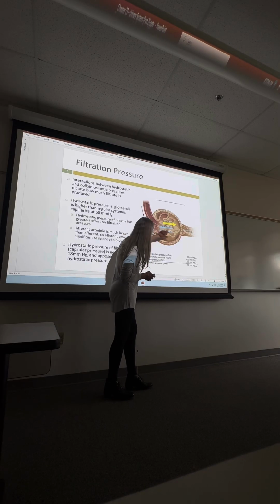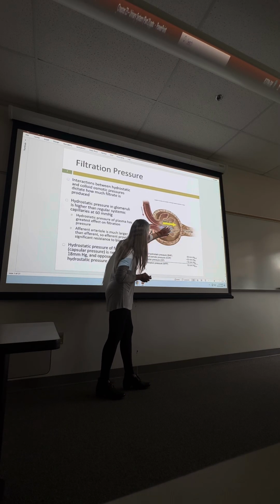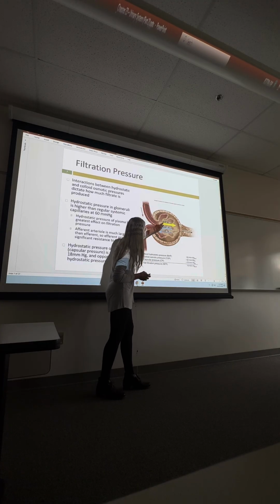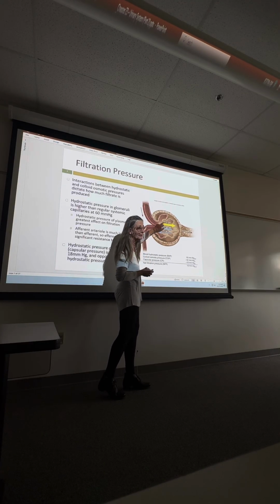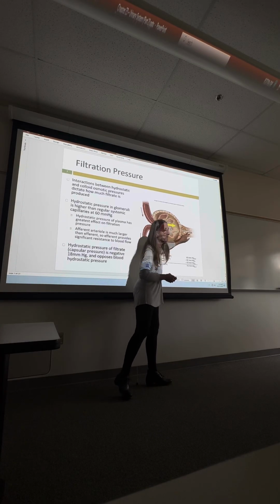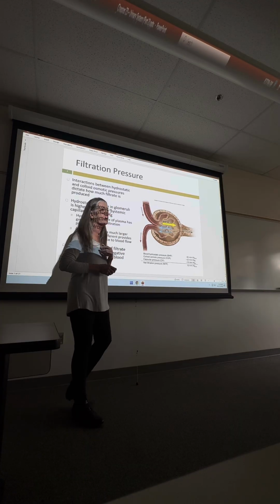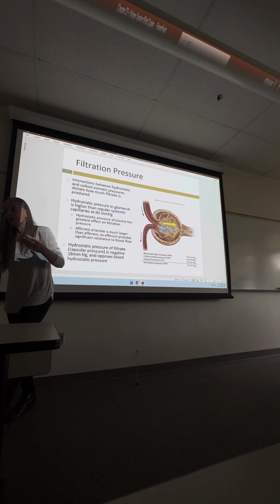And this little formula right here is telling us that if we take the negatives away from the positive pressure, we're going to end up with 10 millimeters of mercury. This is what's known as your net filtration pressure. Why do we care about this?